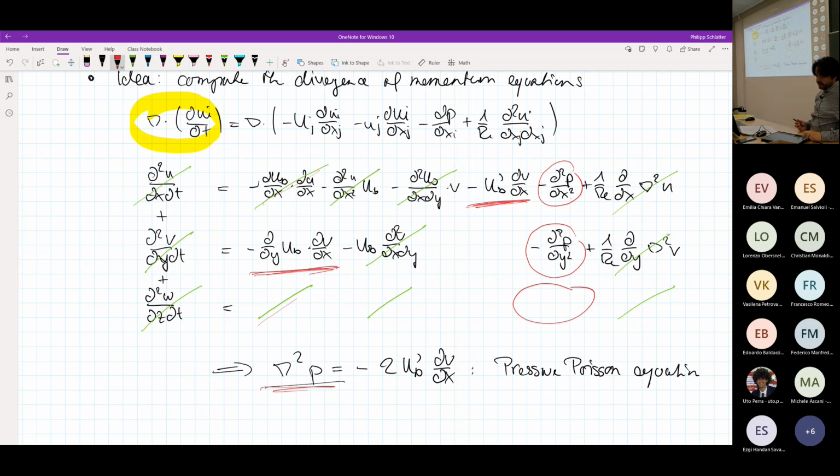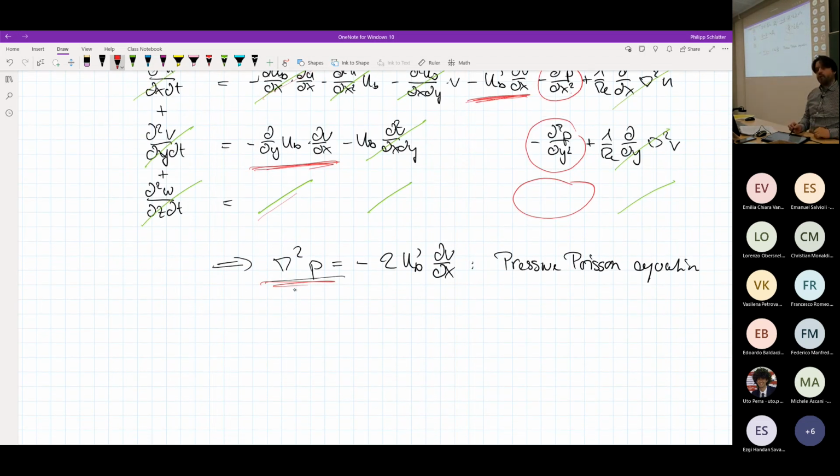And of course, this is a very nice equation, because now we have a way of calculating the pressure if we know the v velocity. So if we know dv dx, then we could, in principle, calculate the pressure by inverting the Poisson equation.